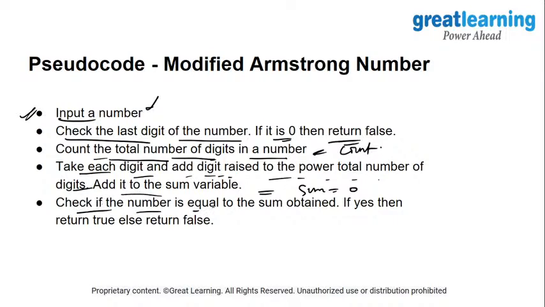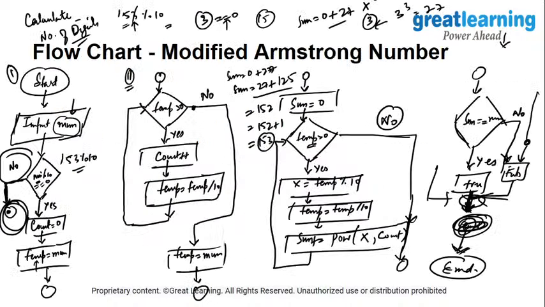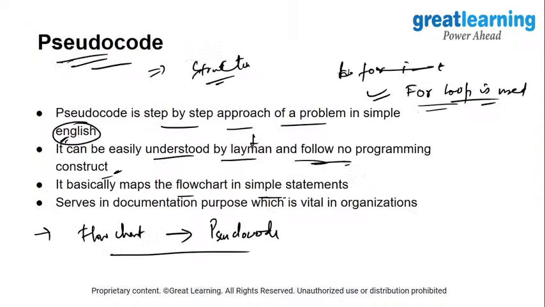And then finally, we checked if the sum we obtained is equal to the number. If yes, then return true, else return false. That's what we did in a nutshell. Whatever we did in the flowchart, all those messy things, we just wrote here. It is a simple pseudocode for that. How simple is that, the pseudocode as compared to the flowchart that we did, right?